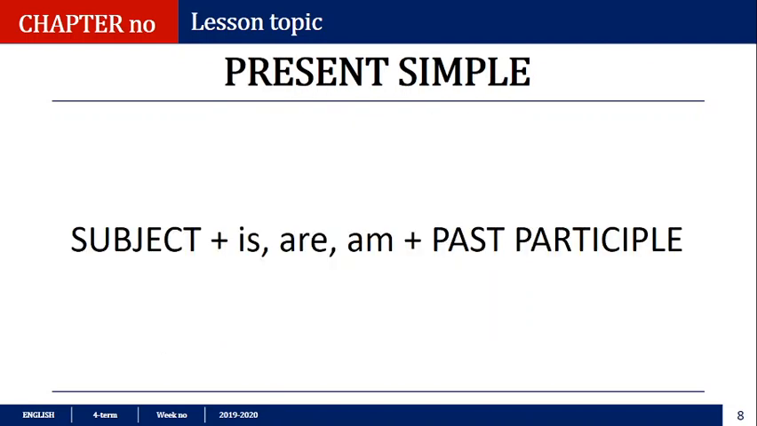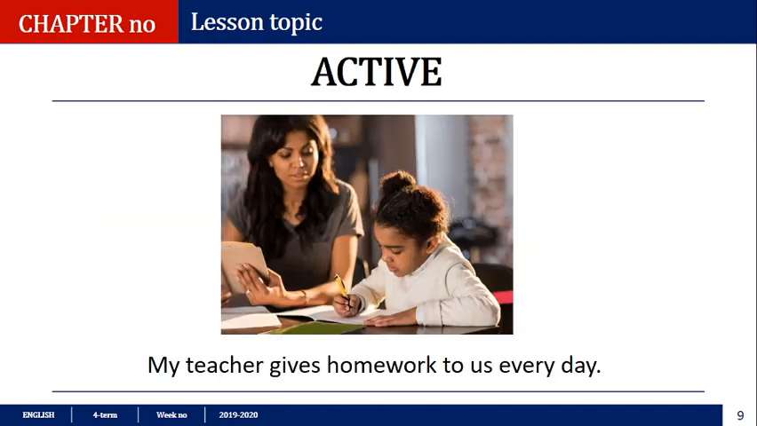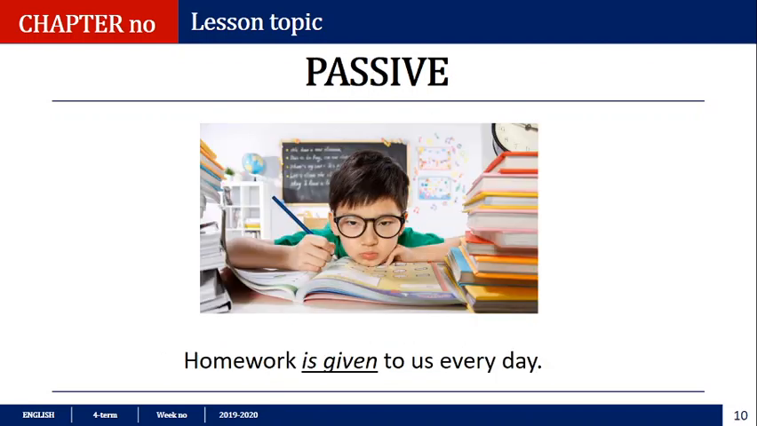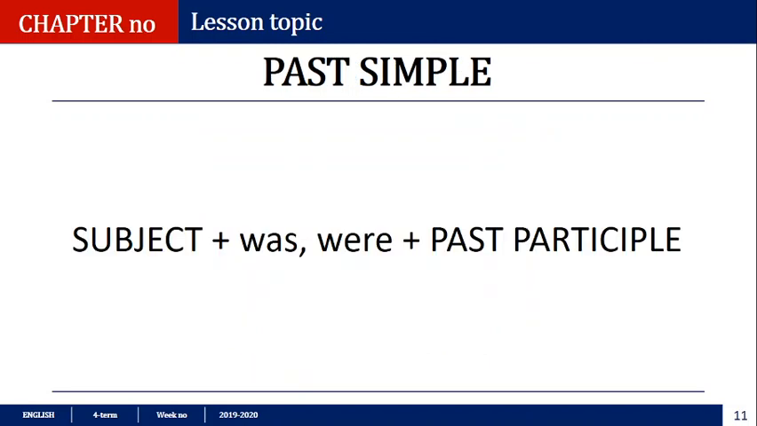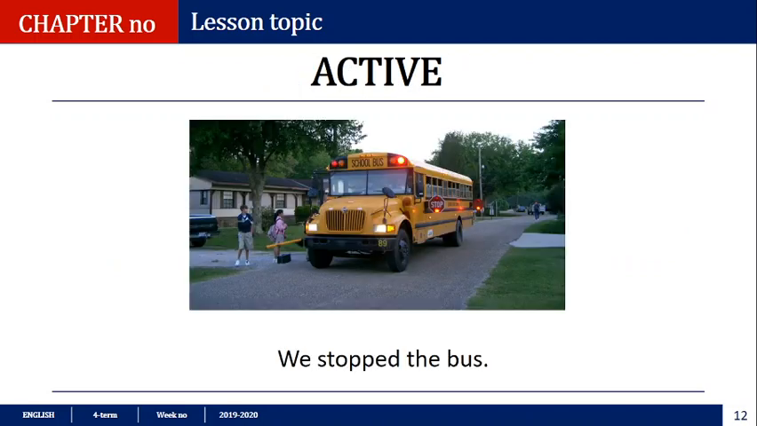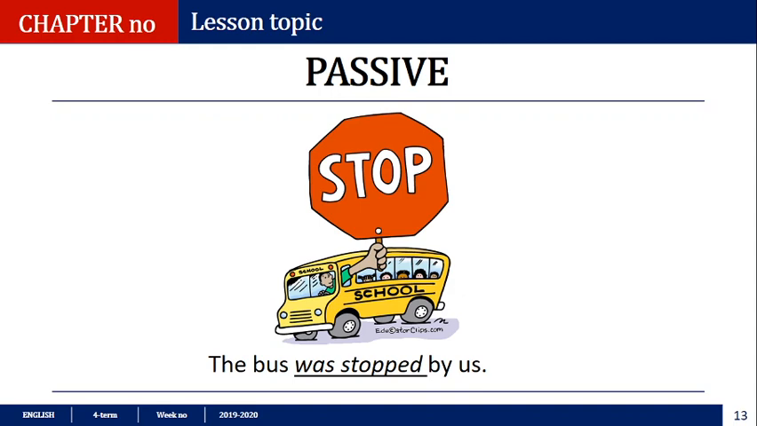And here again we're talking about the present simple. My teacher gives homework to us every day. That is active, and in the passive, the homework is given to us every day. The focus, as you can see, is on the action. And here's the past simple. We use was, were plus past participle. And in active, we stopped the bus. In the passive form, the bus was stopped by us.